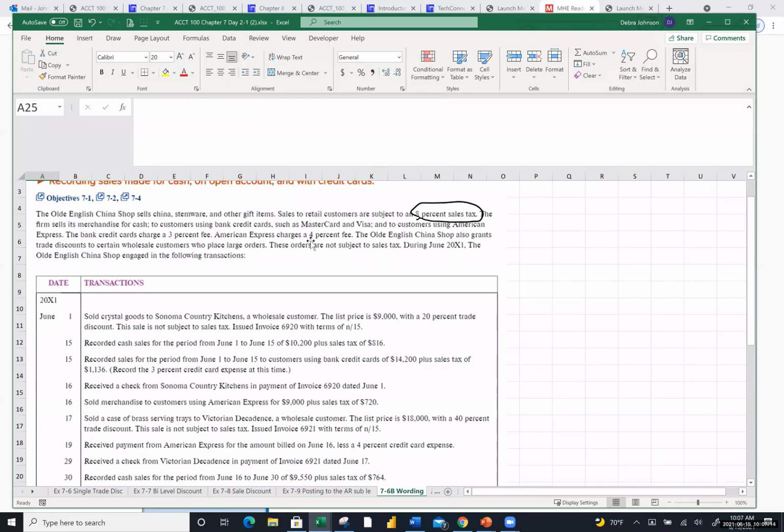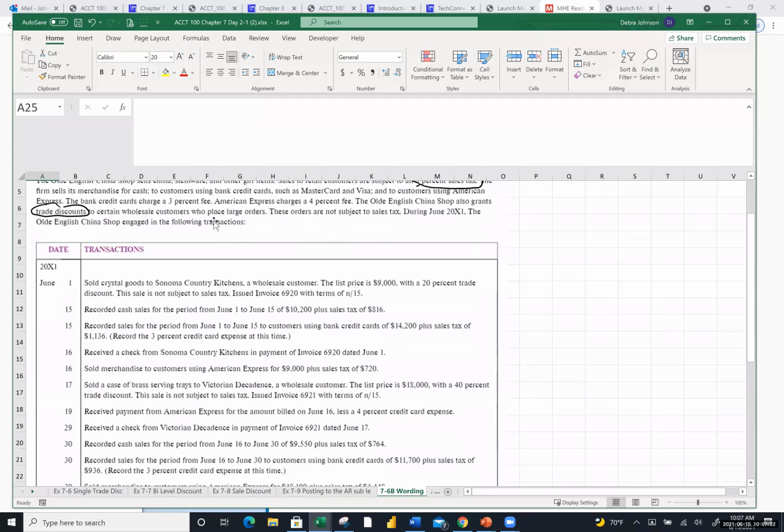The Old English China Shop also grants trade discounts. Okay, those are volume-based. We just talked about that. To certain wholesale customers who place large orders. These orders are not subject to sales tax. That's because those wholesalers turn around and sell them. Remember, only the end user pays the sales tax.